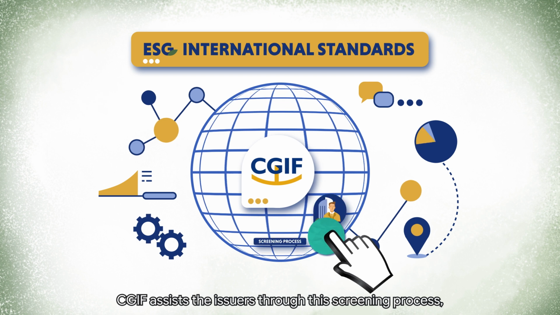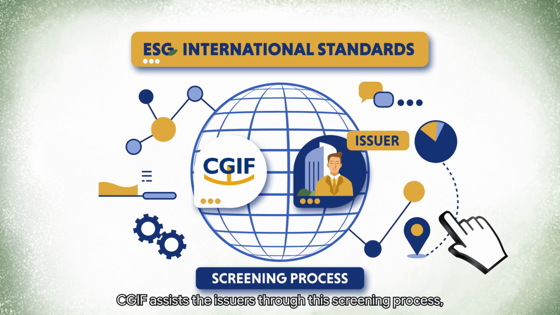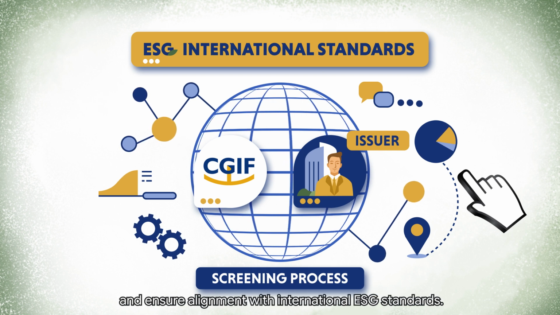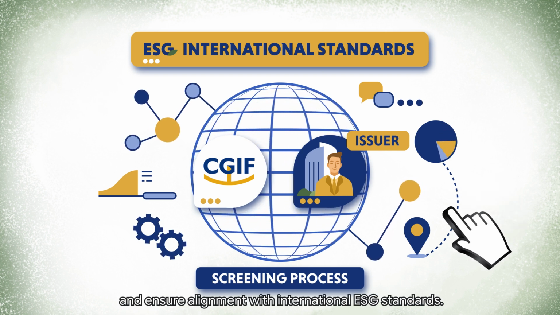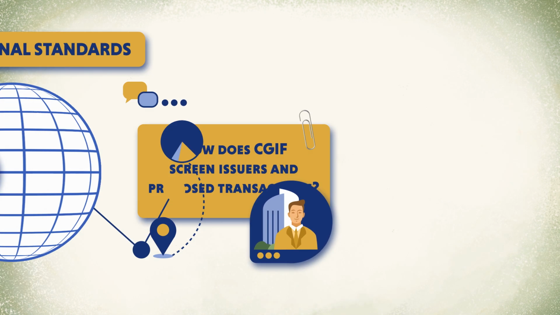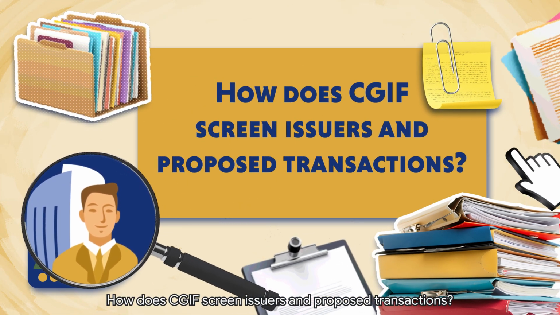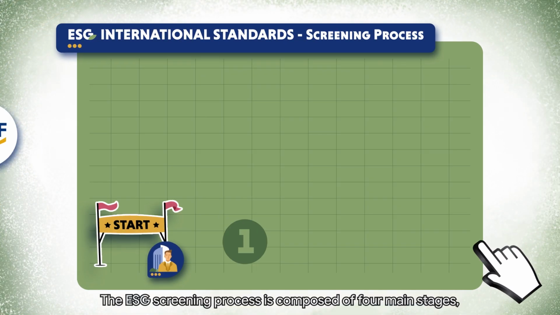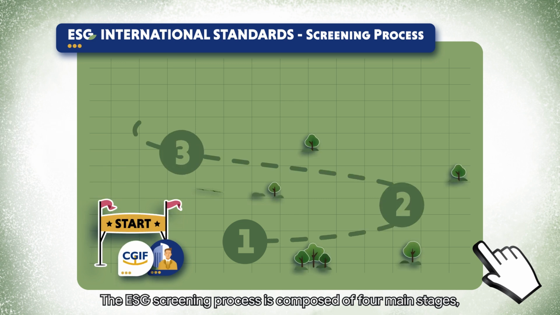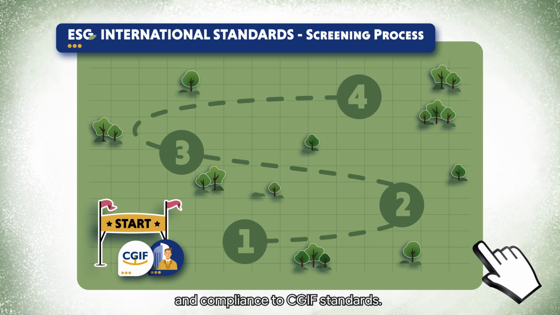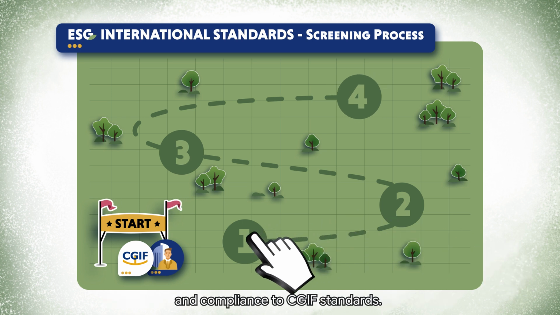CGIF assists the issuers through this screening process, supporting the issuers to access CGIF guarantees and ensure alignment with international ESG standards. How does CGIF screen issuers and proposed transactions? The ESG screening process is composed of 4 main stages, each checking for ESG risks, the management of ESG risks, and compliance to CGIF standards.